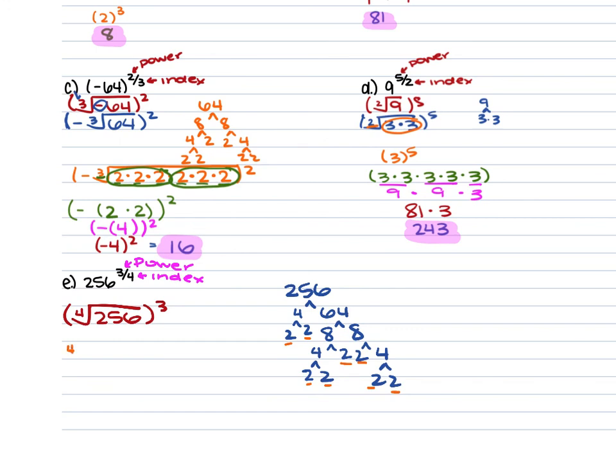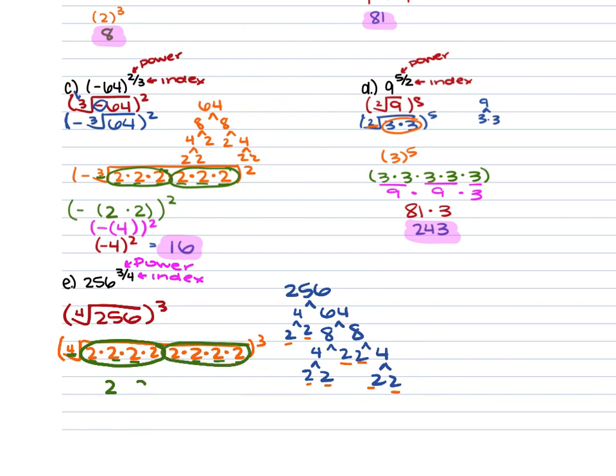So I have the 4th root of 2 times 2, 3, 4, 5, 6, 7, 8, all raised to the 3rd power. So I need 4 of the same number. 1, 2, 3, 4. I have 4 2's here. I'm going to pull one of those out. I have another 1, 2, 3, 4 2's.